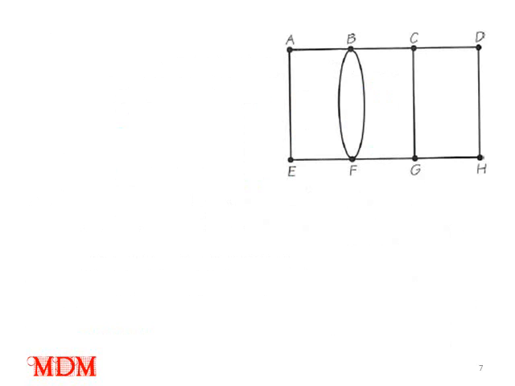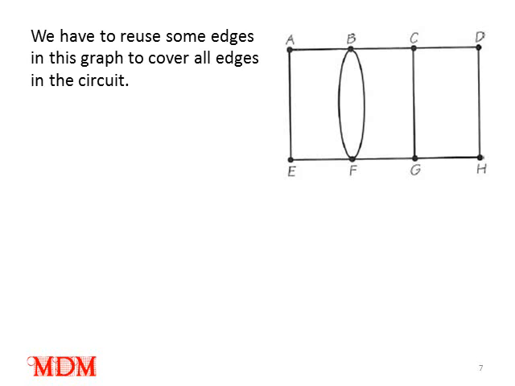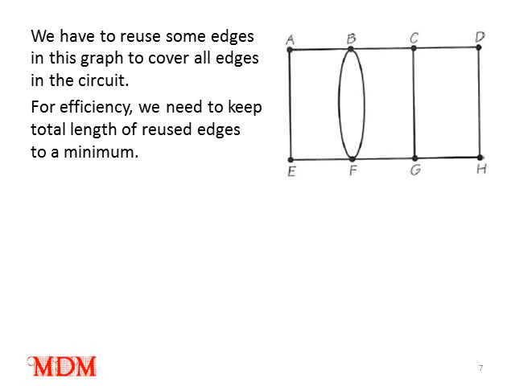Now let's take a closer look at this diagram. If the officer is going to patrol all the meters, he's going to have to reuse some of the edges in this graph in order to cover all of the circuit. For efficiency, we need to keep the total length of reused edges to a minimum.